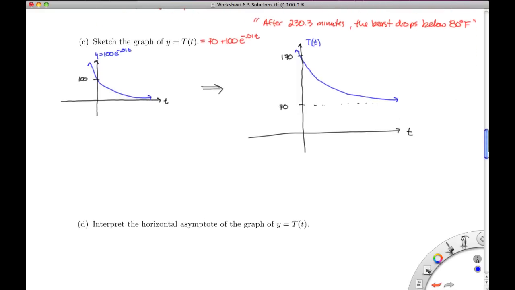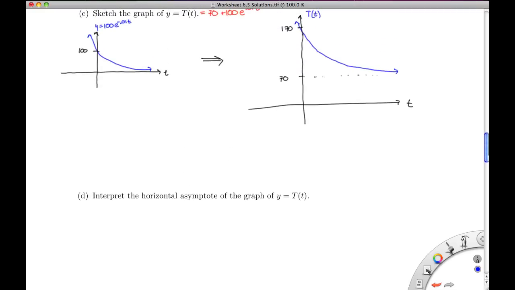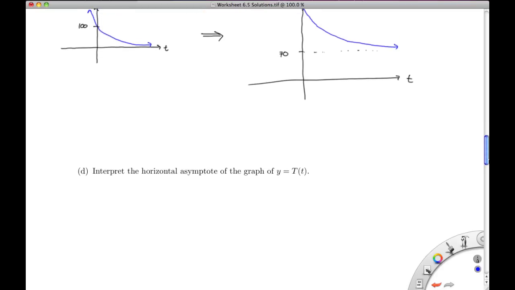And in part D, we're asked to interpret the horizontal asymptote. Well, let's think about it. As t increases, the temperature is decreasing to 70, but it never quite gets there. We could think of this as the room temperature. The temperature of the surrounding environment is 70 degrees, so something left out is going to slowly cool down to it, but not drop below it. If anything, the room temperature might come up a little bit because the environment is warming up from the increased temperature of the object in the room.